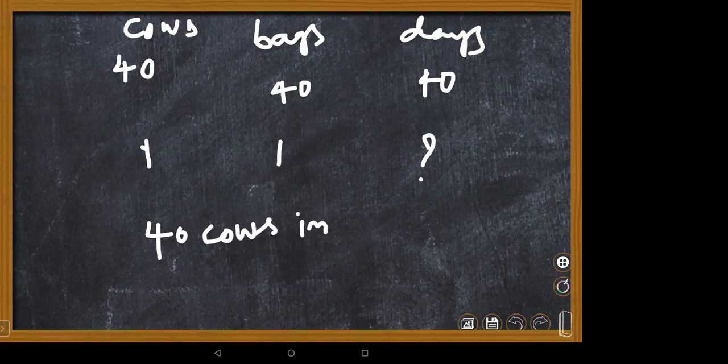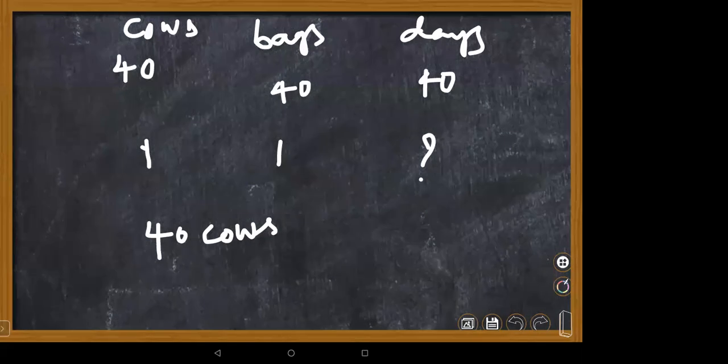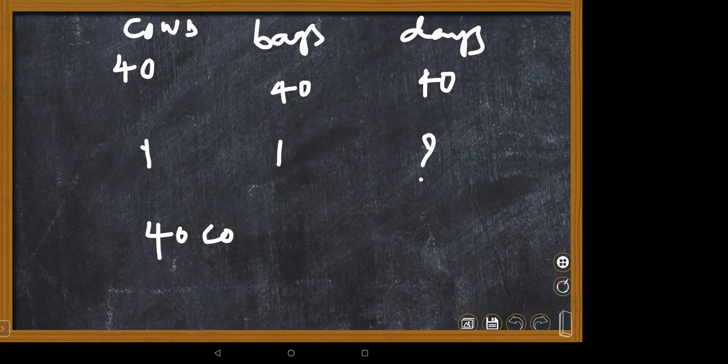40 bags. Yes. Ma'am, I think it must be 40 by 40 into 1 by 40 upon 40 into 1 by 40. What will you get there? Ma'am, 1 by 40. 1 by 40 is 1 day, but 40 bags, ma'am. No, children. 40 cows will eat 40 bags of husk in 40 days. One cow, one bag in how many days? Come on, think. It's the wrong answer, children. You are all giving wrong answers.